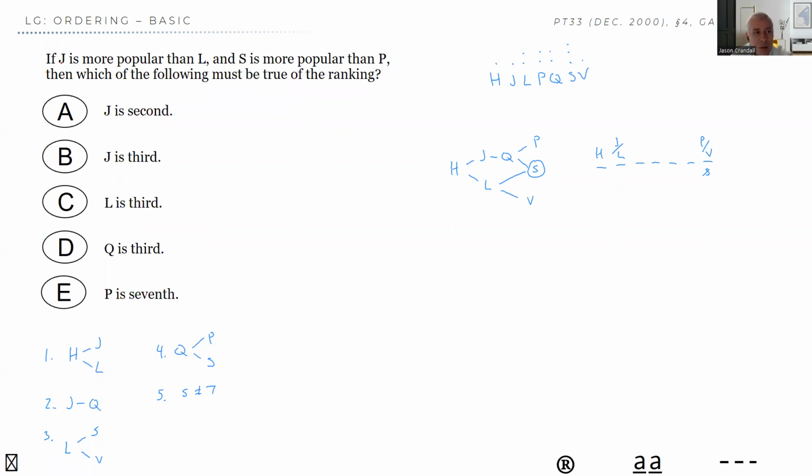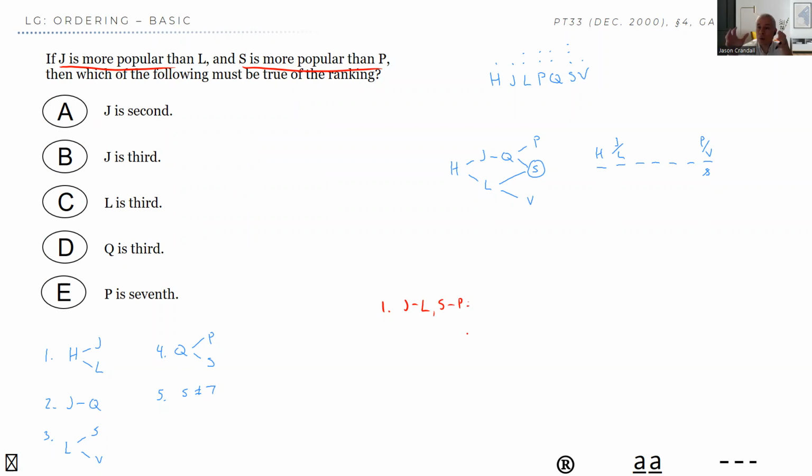And whenever I encounter these if questions, I will often redraw the main diagram to include the new information. And I like to label them. So I would put a question number here. We don't have question numbers, so I'll pretend this is question one. Question one: J before L and S before P.